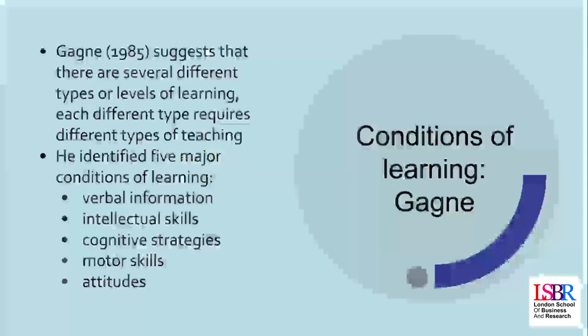So then we move on to Gagne's conditions of learning in 1985. He suggested that there are several different types or levels of learning. And each different type requires different types of teaching. So he identified five major conditions of learning. So they were verbal information, intellectual skills, cognitive strategies, motor skills, and finally attitudes.